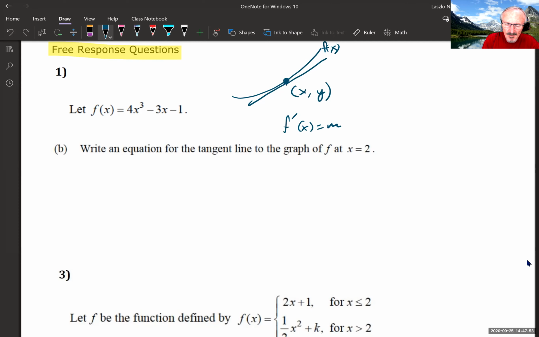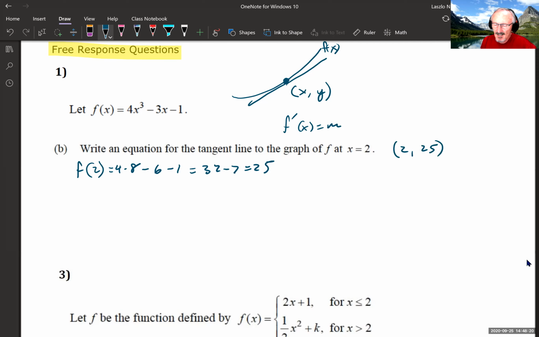So here, I think the first thing I would like to do is to find out what is f of 2. So I have a y coordinate to go along with that x coordinate. So we have 4 times 2 cubed, that's 8. So 4 times 8 minus 6 minus 1. So I have 32 minus 7. So it appears that the y coordinate is 25. That gives us an ordered pair of 2 and 25.